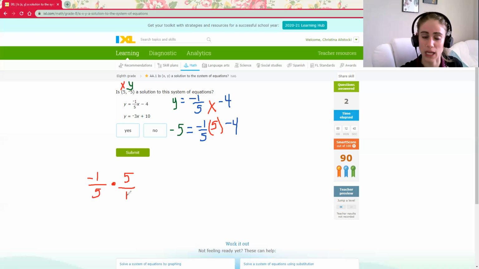Now when you multiply, you just multiply straight across. So you multiply your numerators together and then your denominators. Negative 1 times 5 would be a negative 5. 5 times 1 would be a positive 5.